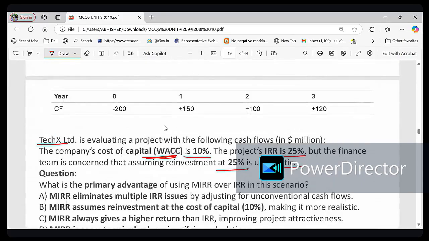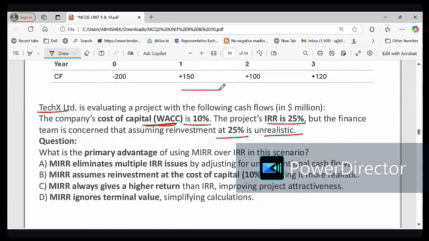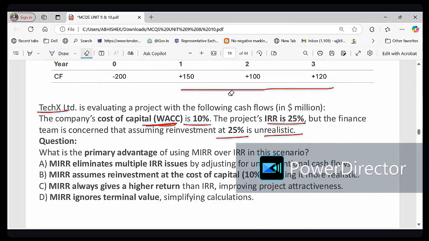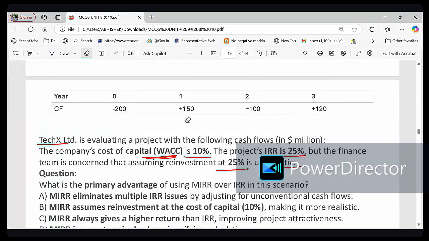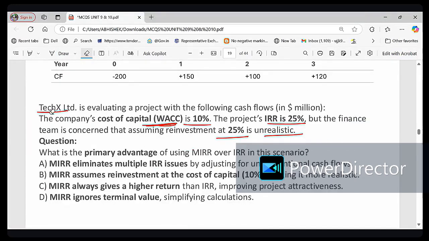So here you see the cash flow. Earlier it was unconventional, but this is a conventional cash flow. It means initially you have invested $200 million, and in the first year you are getting $150. In the second year, this is your cash inflow. In the third year, this is your cash inflow. Right. So this is TakeX Limited evaluating a project. Cost of capital is given. Project IRR is 25%. But the finance team is concerned that assuming reinvestment at 25% is unrealistic, right? So the question is, what is the primary advantage of using MIRR?